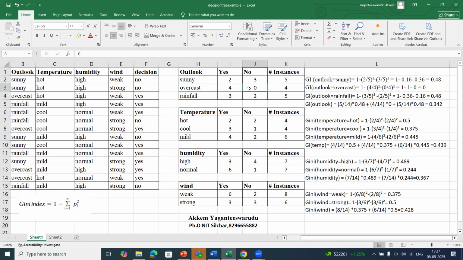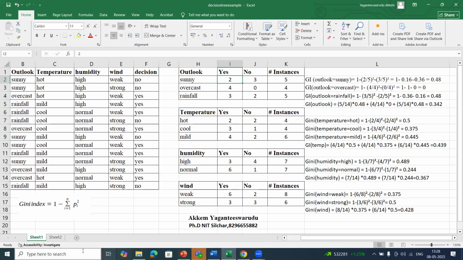And how to calculate this Gini index for this outlook? First, for each individual input we need to calculate, and see here what is the probability for yes. Total 5 instances and 2 yes, right? 2 by 5 is the probability for yes.